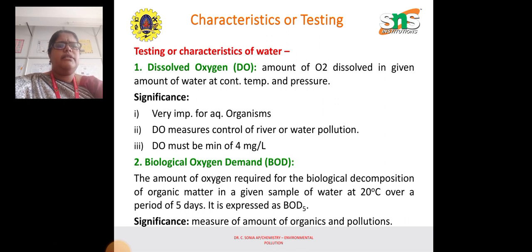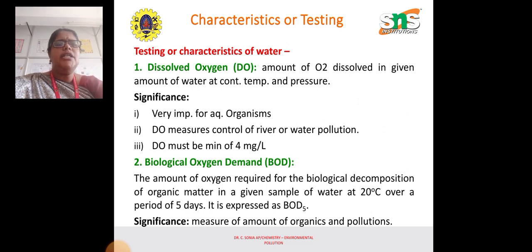Characteristics or testing. So we can do the testing of water to find its characteristics. First are two important tests. First one is the dissolved oxygen, DO. It is the amount of oxygen dissolved in the given amount of water at constant temperature and pressure. Significance: it's very important for aqueous organisms. Dissolved oxygen measures control of river or water pollution. Dissolved oxygen must be a minimum of 4 mg per liter.